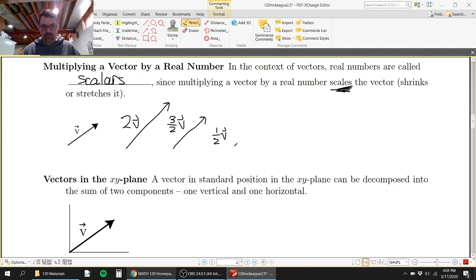Other examples, 3/2 v would be same direction, 1.5 times as long. 1/2 times v would be half as long, but point in the same direction. -1 times v, which we actually just write as minus v, that would be same length, but opposite direction. And so like -3 times v would be 3 times as long and point in the opposite direction.